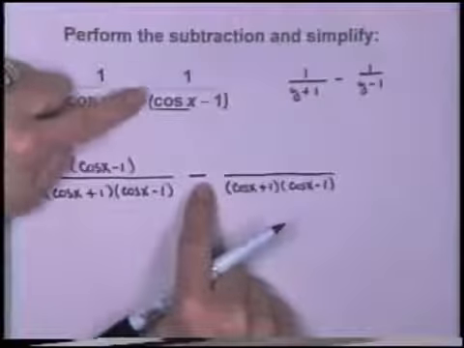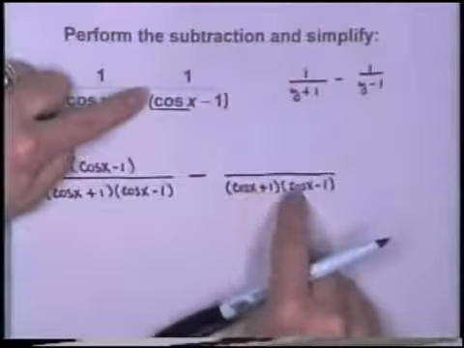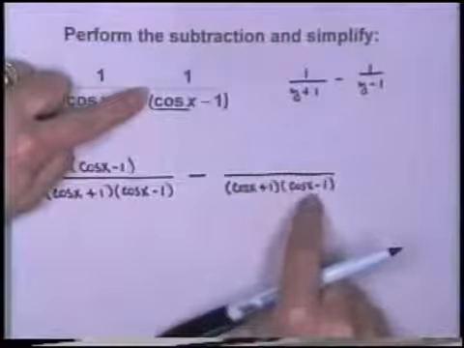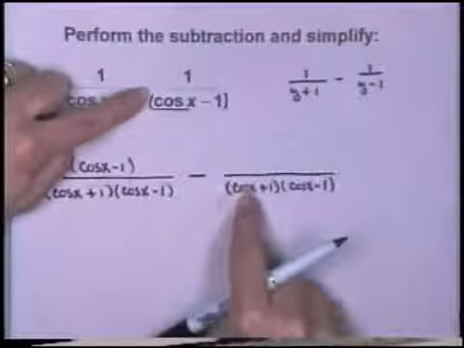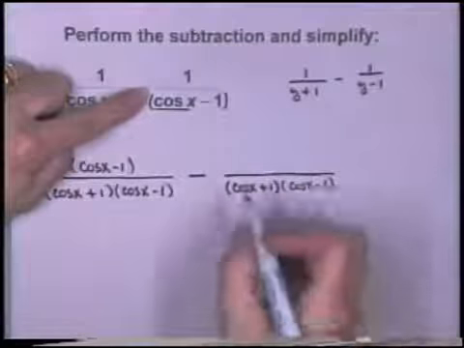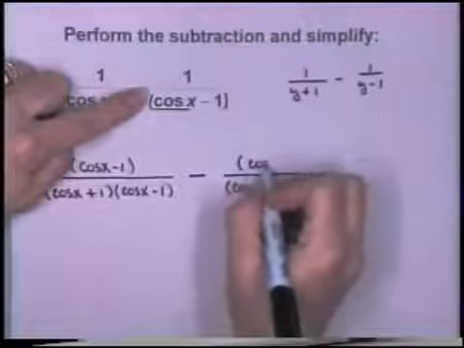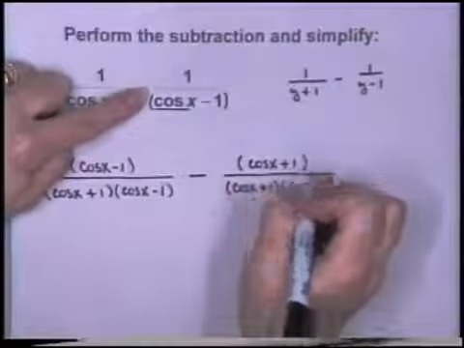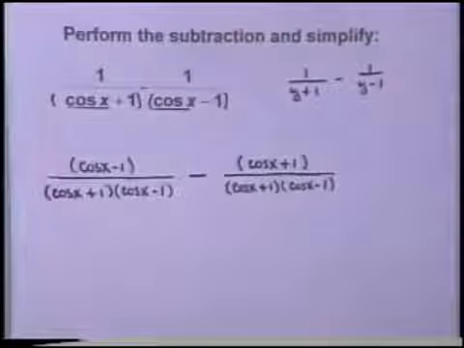Okay, we've got our subtract sign here, and then we'll look at this fraction. If I'm trying to produce this denominator, then this factor needs to be multiplied by cosine x plus 1, which will mean the numerator also will be multiplied by cosine x plus 1. And so again, because of the 1, we would have these two fractions.